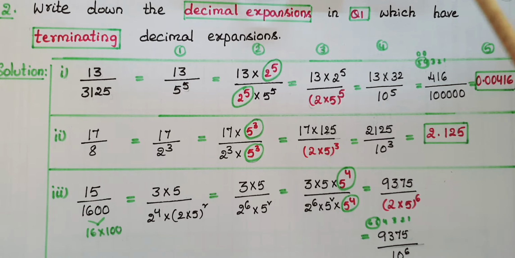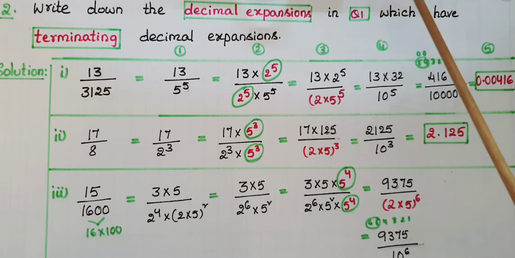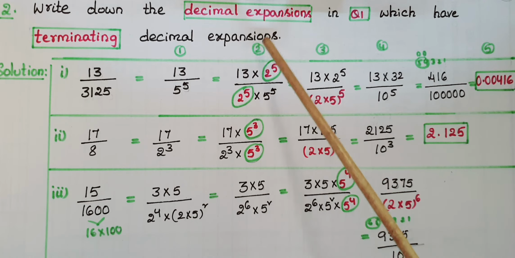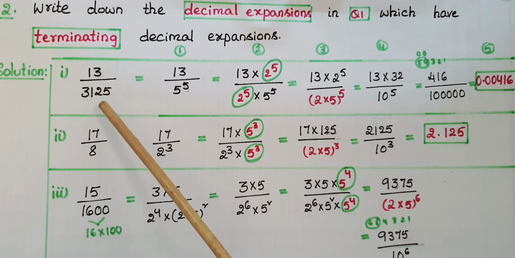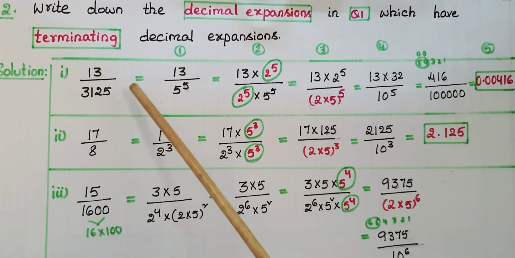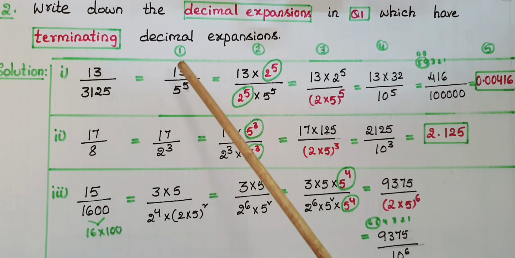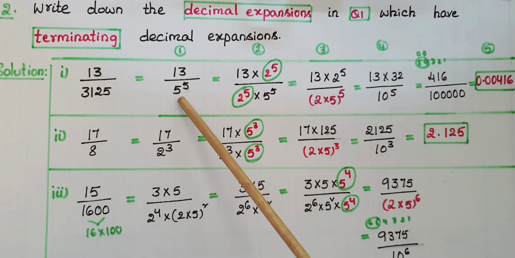This is the second question from the same exercise. Write down the decimal expansions in question 1 which have terminating decimal expansions. The first one is 13 by 3125. So here we have to write these numbers into decimal form. For that you have to convert the denominator in the form of 10 multiples. For that you have to prime factorize first the numerator and denominator.